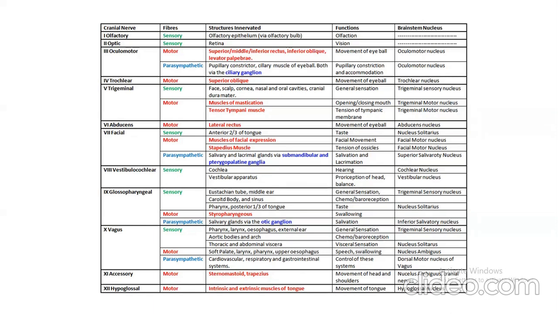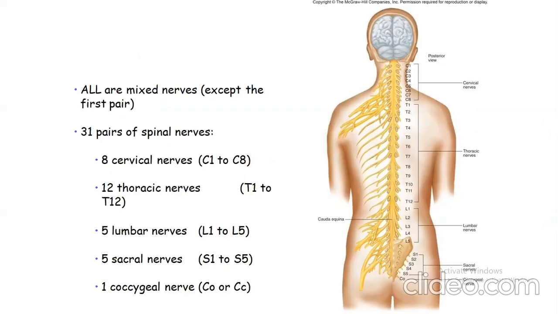Abducens, which is a motor. Facial is the sensory as well as motor. Next one is the vestibulocochlear, which is sensory nerve. Glossopharyngeal is sensory and motor, means the mixed nerve. Next one is the accessory, which is a motor nerve, and the hypoglossal, which is again the motor nerve. All are the mixed nerve except the first pair.